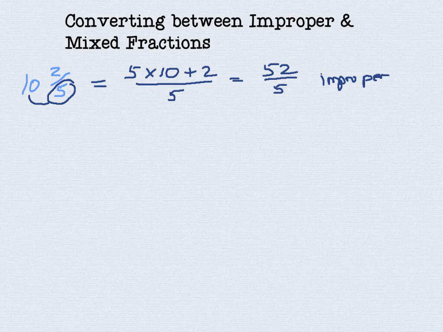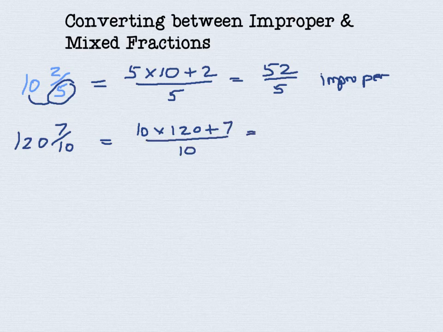So the same thing happens no matter how big the number is. Take 120 and 7/10. Same idea. You would still do 10 times 120, and then you would add to that answer the numerator of 7 and rewrite it as a fraction over 10. So 10 times 120 is 1200 plus 7, so 1207 over 10. And that's another improper fraction.